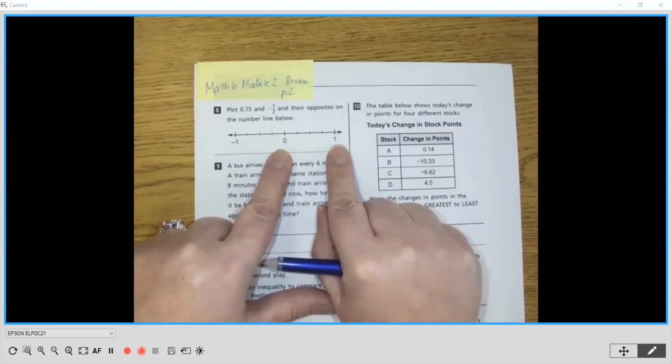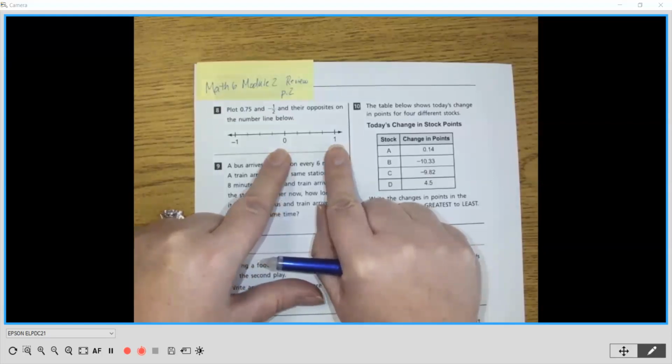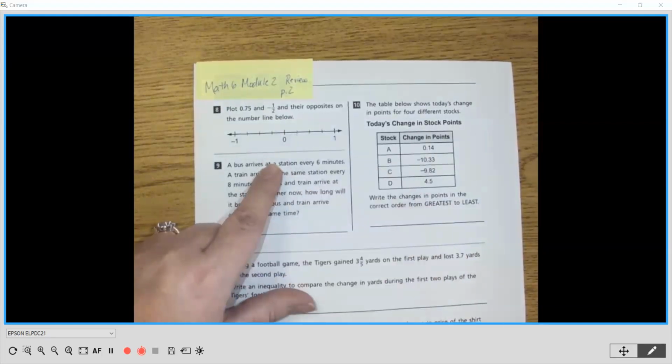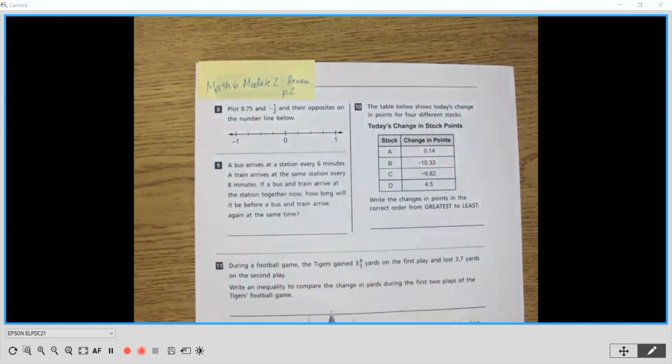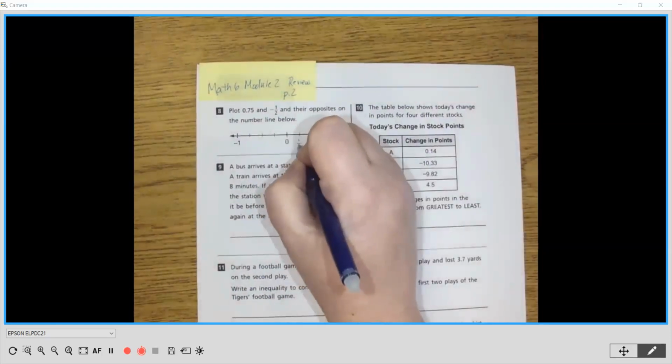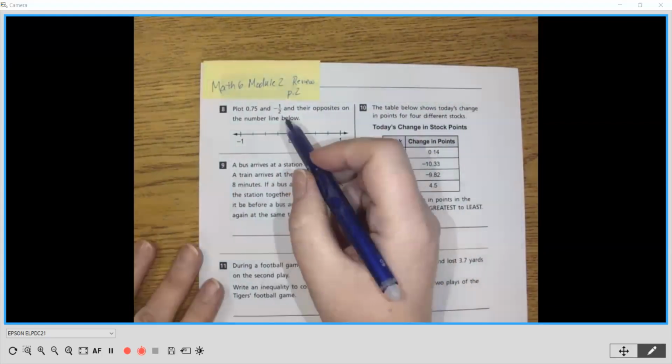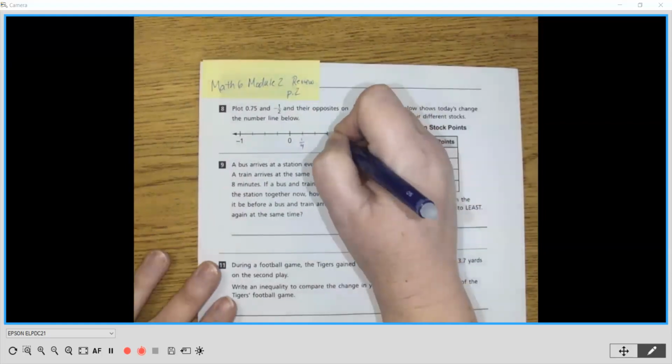An easy way to look at our intervals is to look at 0 to 1 and then count the tick marks that are between 0 and 1. So we have 1, 2, 3, 4 tick marks, which means if there are 4 tick marks, they're counting by the reciprocal of 4, 1/4. So each tick mark is 1/4. So to plot 75/100, this is the same as 3/4, so that will be right here.